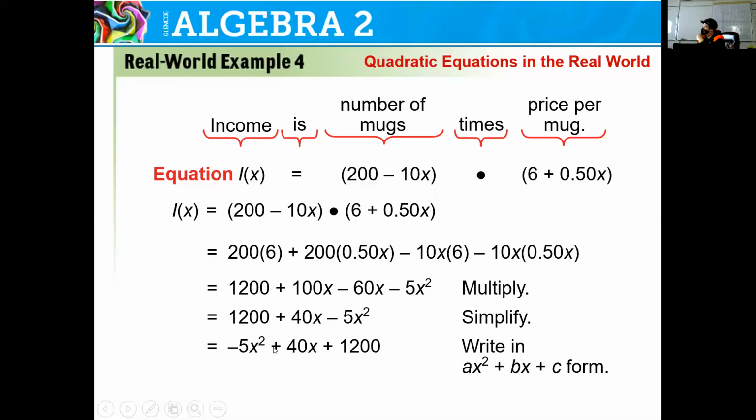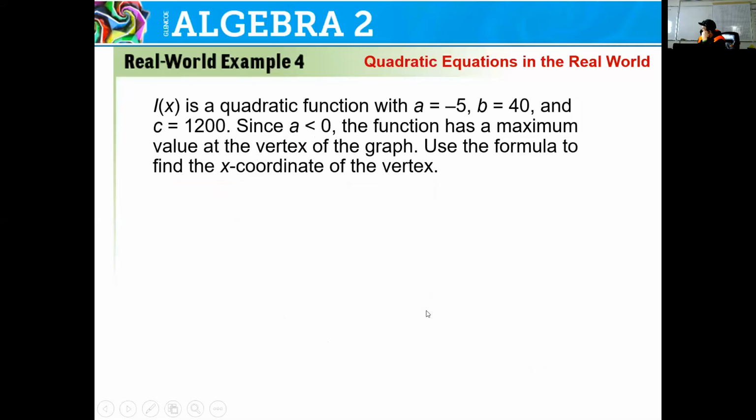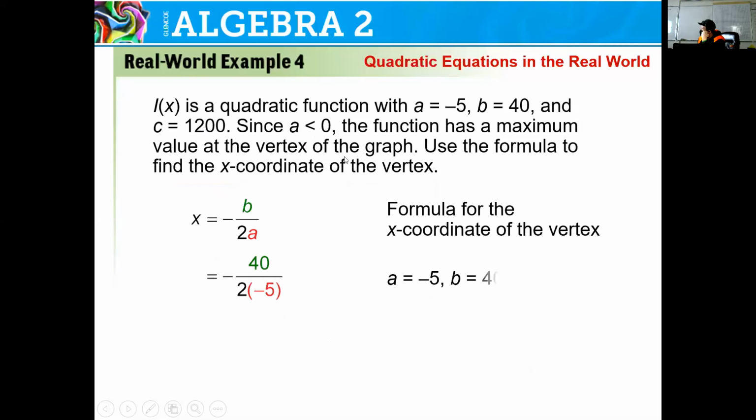Okay, so here's the equation that we're dealing with. Negative 5x squared plus 40x plus 1,200, written in ax squared plus bx plus c form. Okay, so we know we have a maximum value and he wants to maximize his income. So what we're going to do is find the x value of the vertex. We're going to plug that in so that we can get our maximum value.